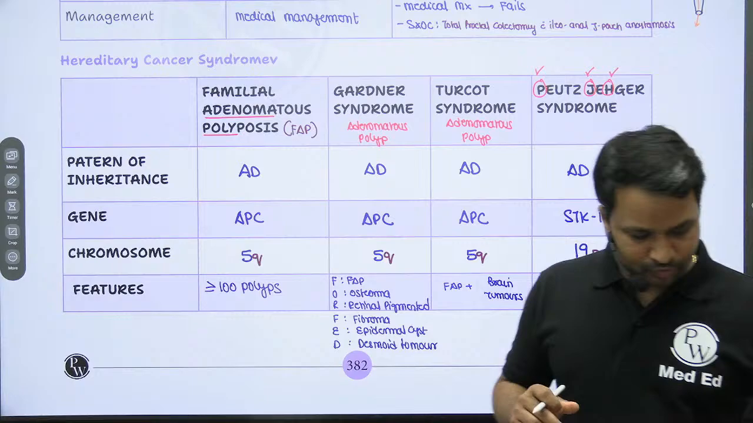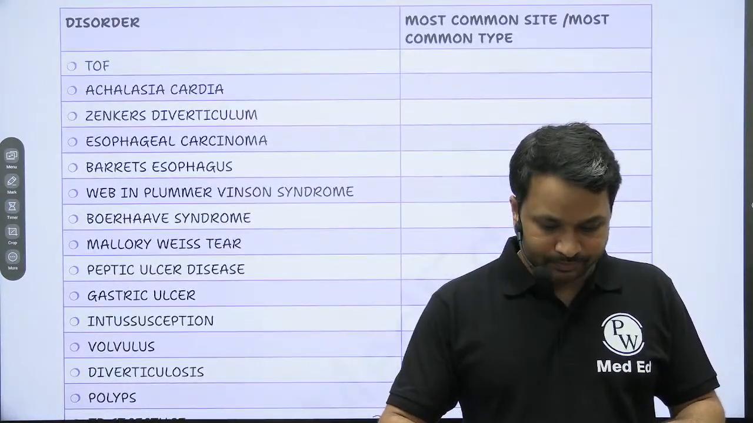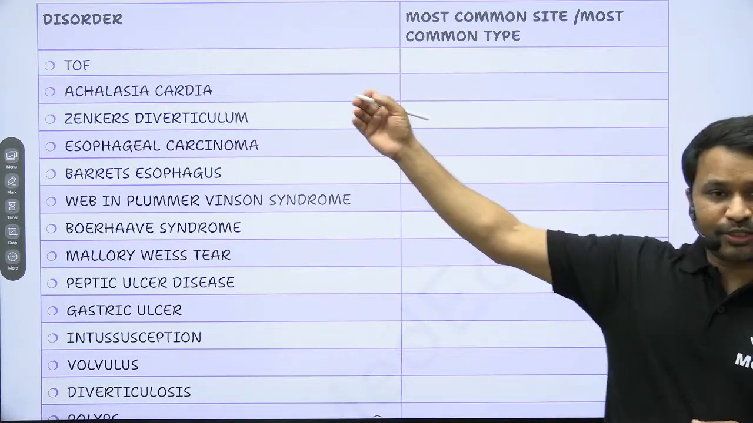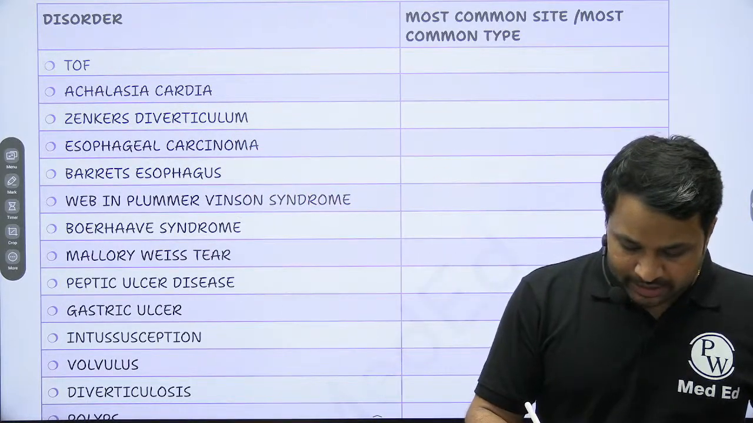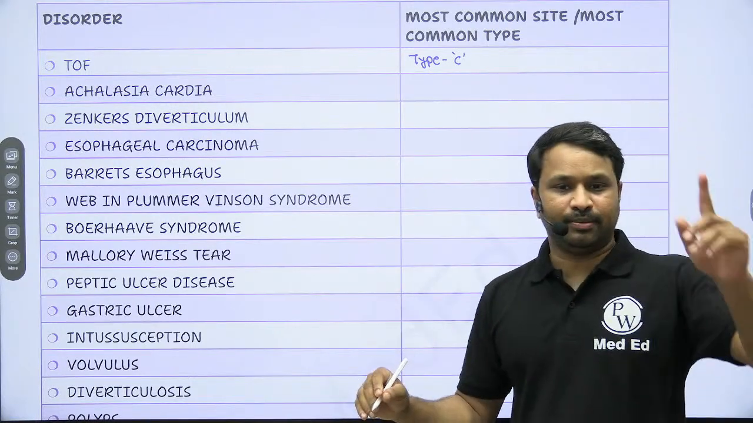Okay, moving on. Let's start the list. TOF is a tracheoesophageal fistula. What is the most common type? Everybody knows it is your type C variety, which is the most common type.